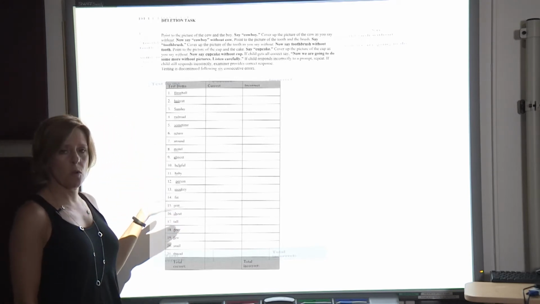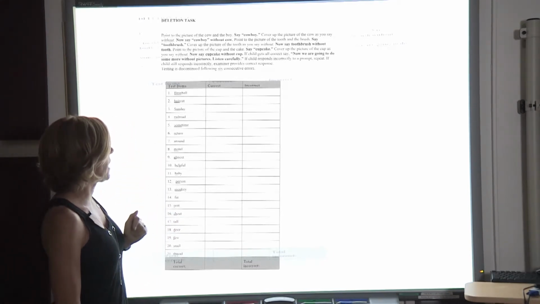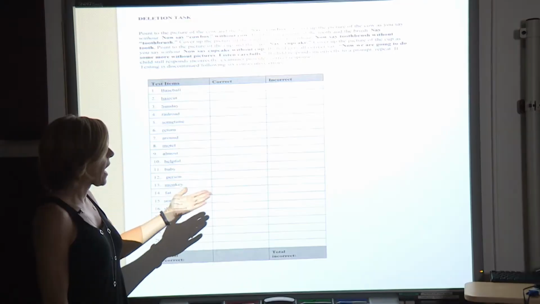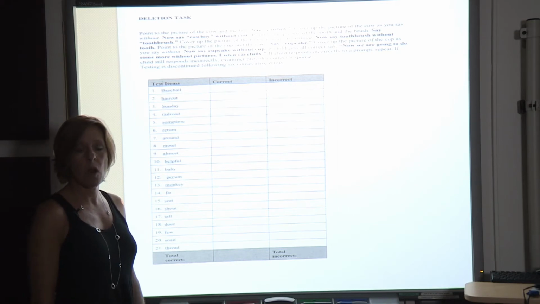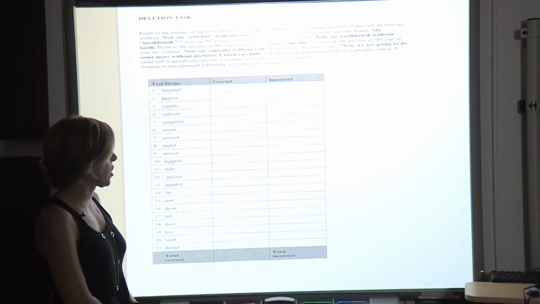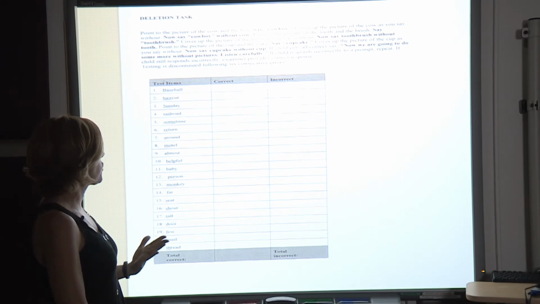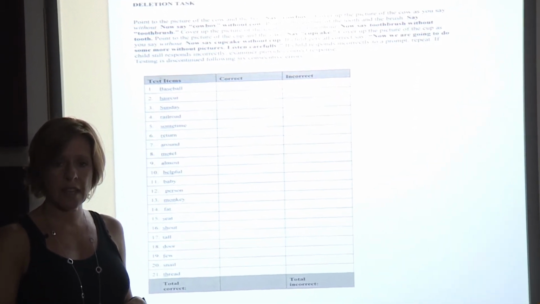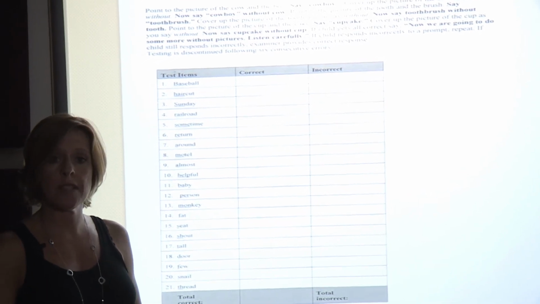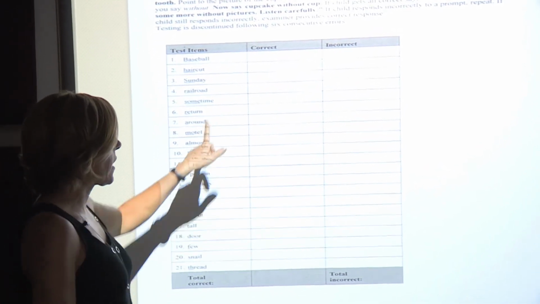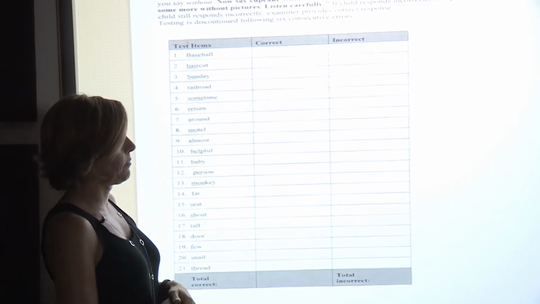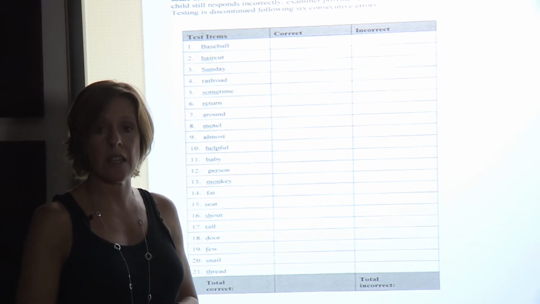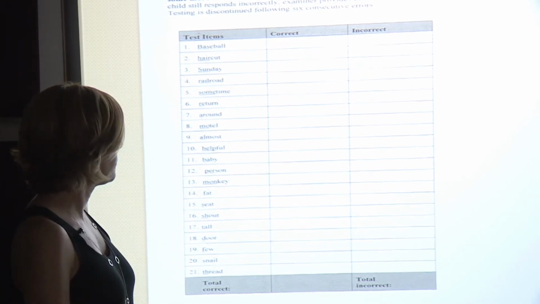This is the blank form. When you're doing the deletion task with the child, as I said before, you go through the practice problems and then you're writing on the blank form while the child is telling you what the words are. So we would say the first word is baseball. What is baseball without base? At that time, the child would state ball. You would write that in the correct column. If the child makes an incorrect response, then we write it in the incorrect column.